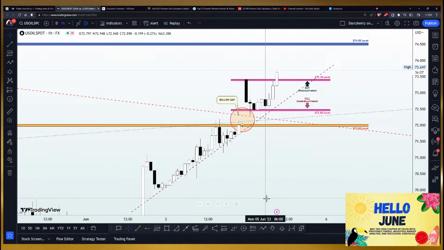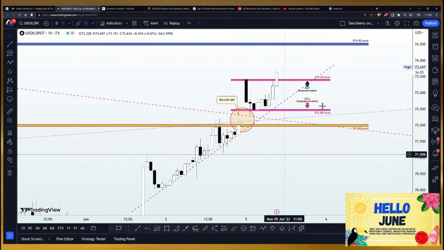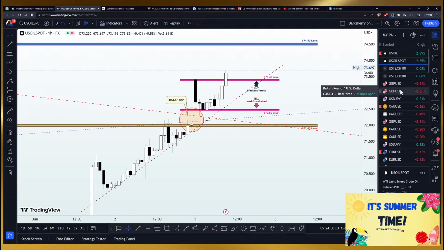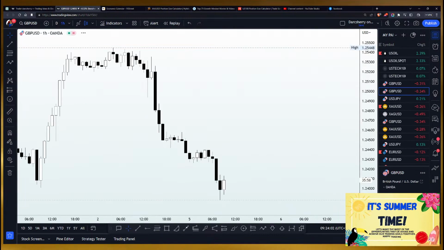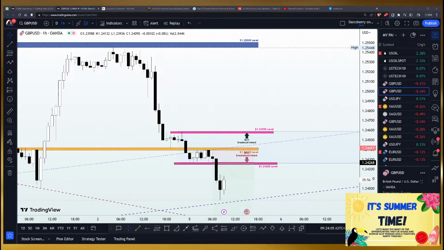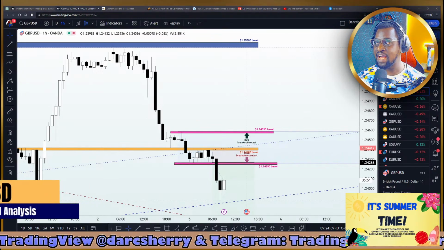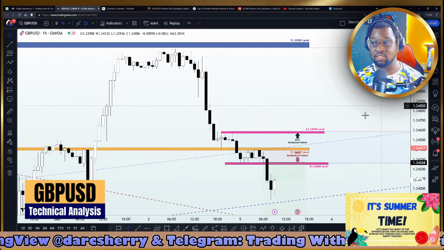So with that being said, here on the USOIL spot, I will be moving on to the next pair quickly. And the next instrument we are going to be looking at this morning is going to be the GBPUSD, that is the pound sterling. And we already have a simple setup here on the pound sterling this morning.